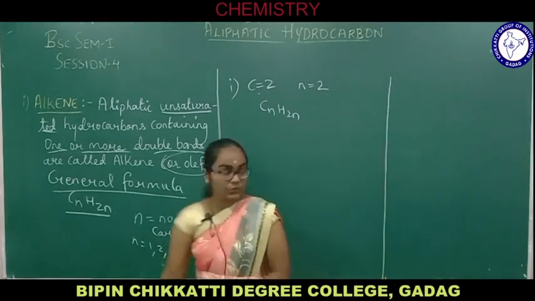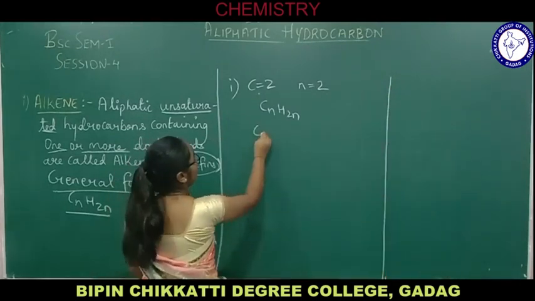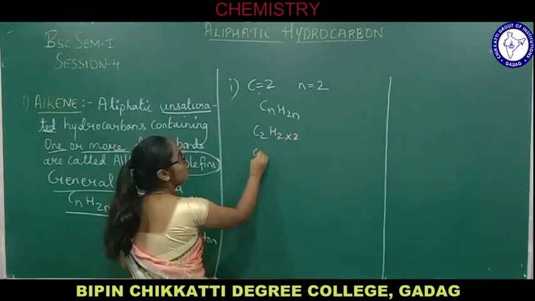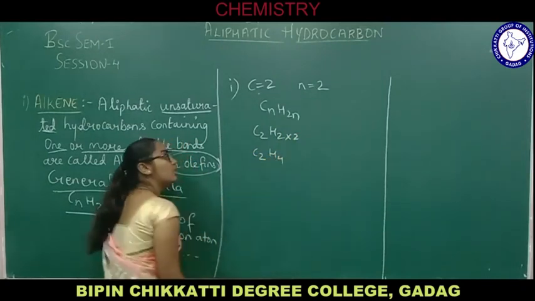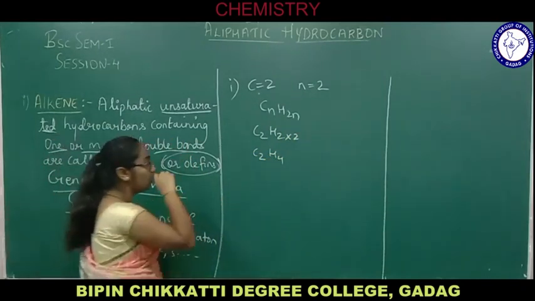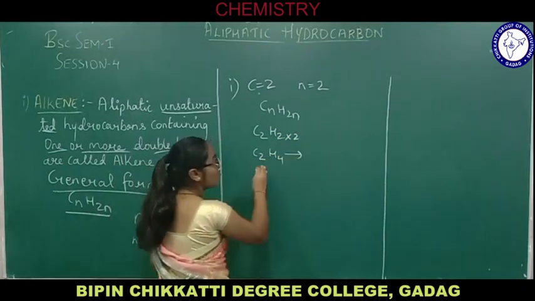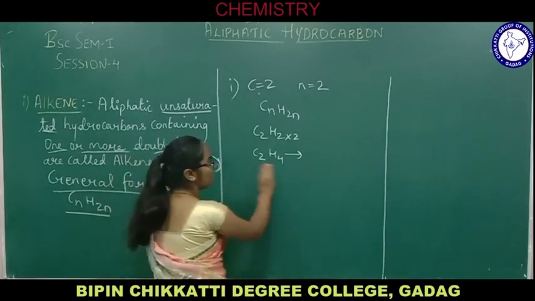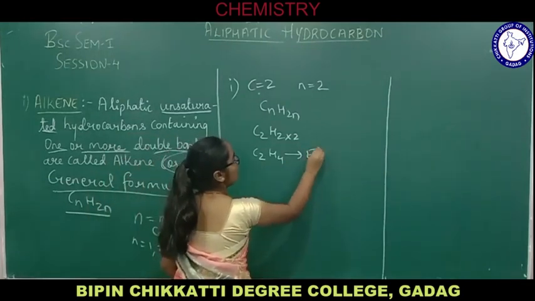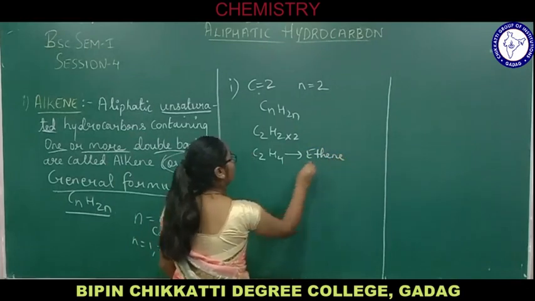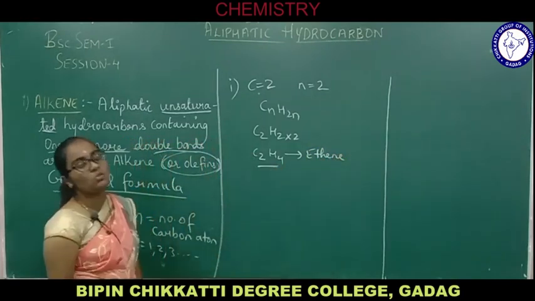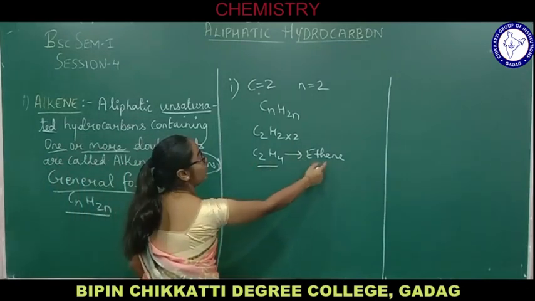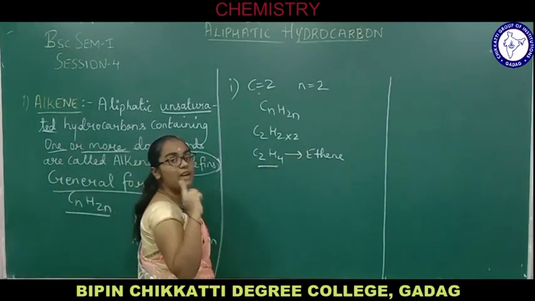So let's substitute here. C2H2 into 2, so this becomes C2H4, right? This is the first molecule belonging to the alkene family, and the name of this compound is ethene. So ethene has the molecular formula C2H4. This is the molecular formula of ethene. Ethene is the first member of the alkene family.